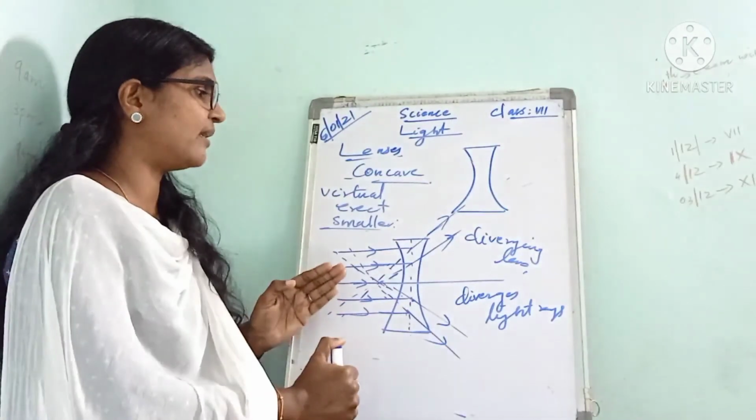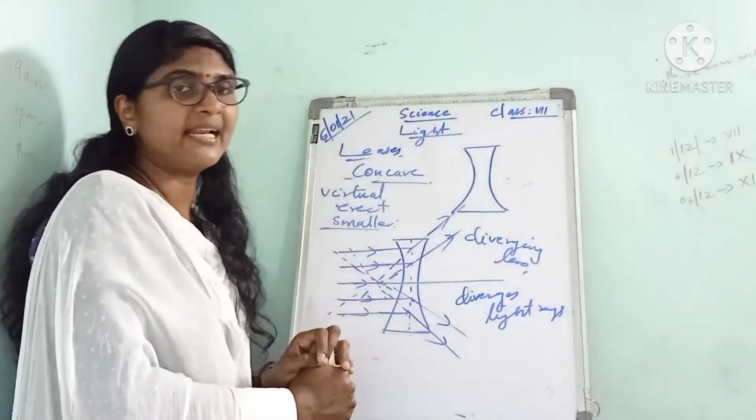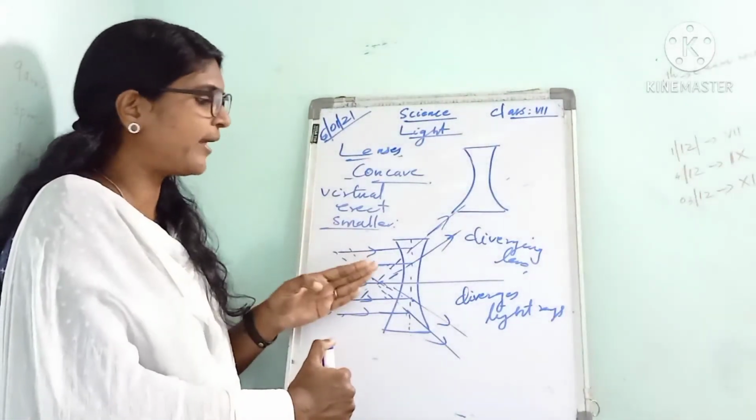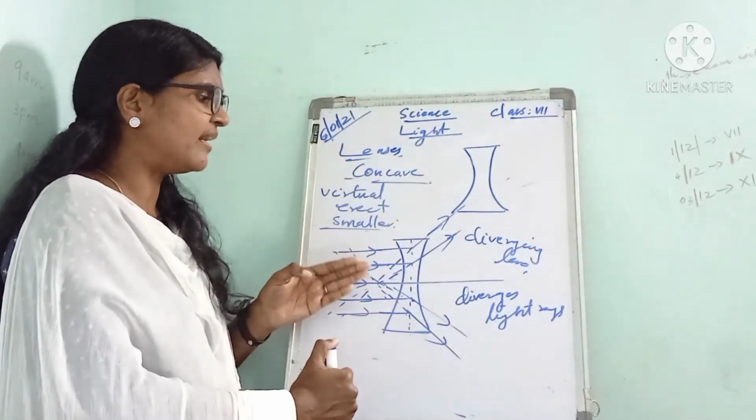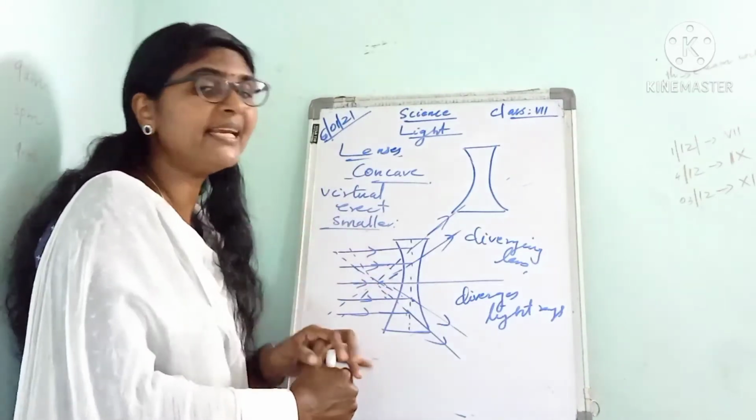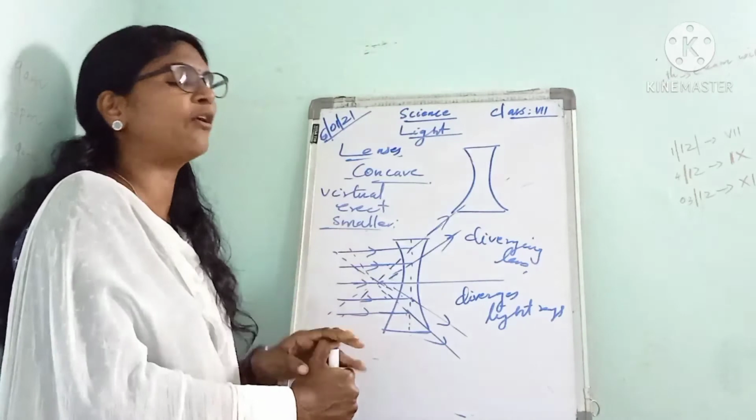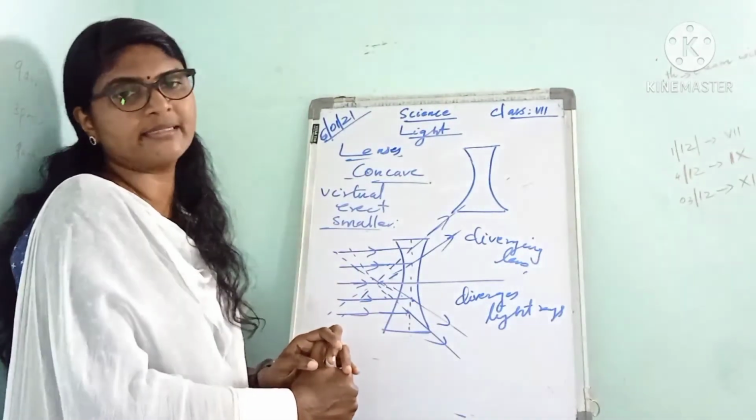This is the way the concave lens diverges the light rays. When light rays fall on a concave lens, it bends light outwards. That means it diverges the light rays. That is why this concave lens is called a diverging lens.